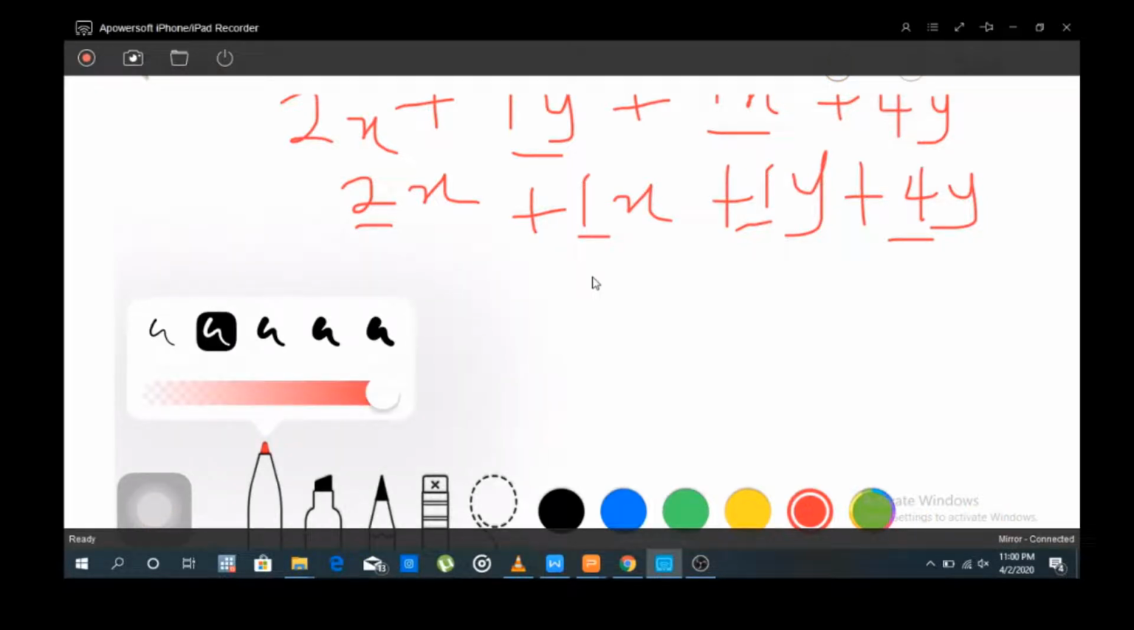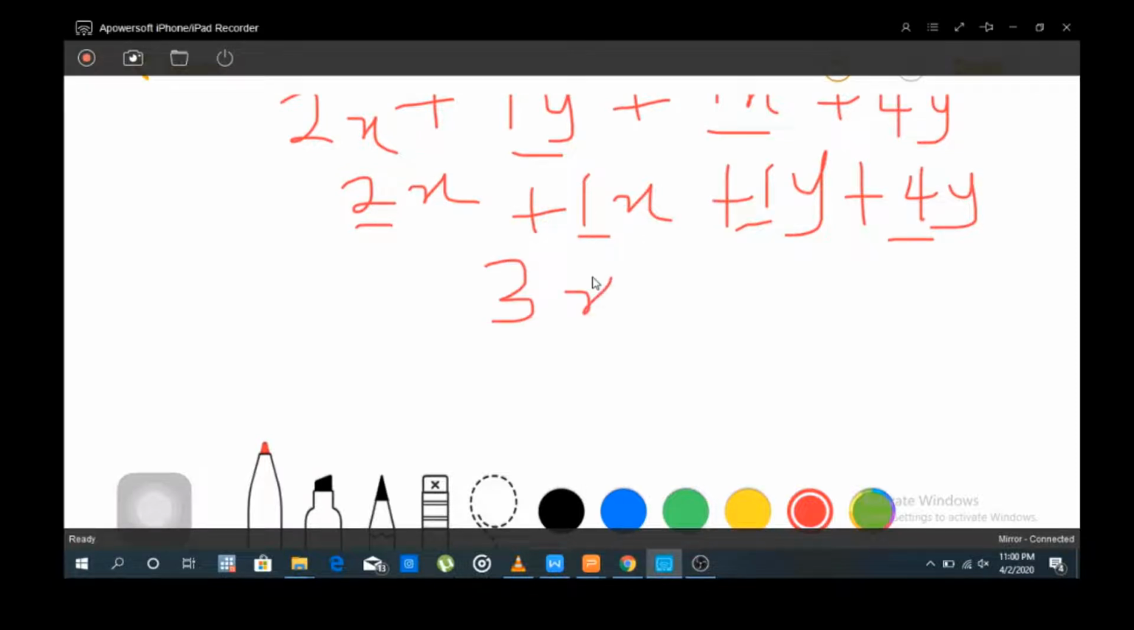So 2 plus 1 is 3x. 1 plus 4 is 5y. Grouping like terms: 3x and 5y are not the same term, so we can't get 8xy. It is not done. So this is our final answer. Okay, let's take another example.